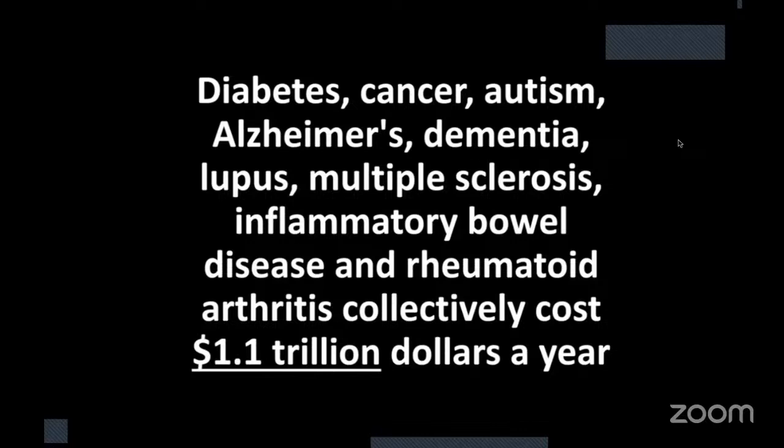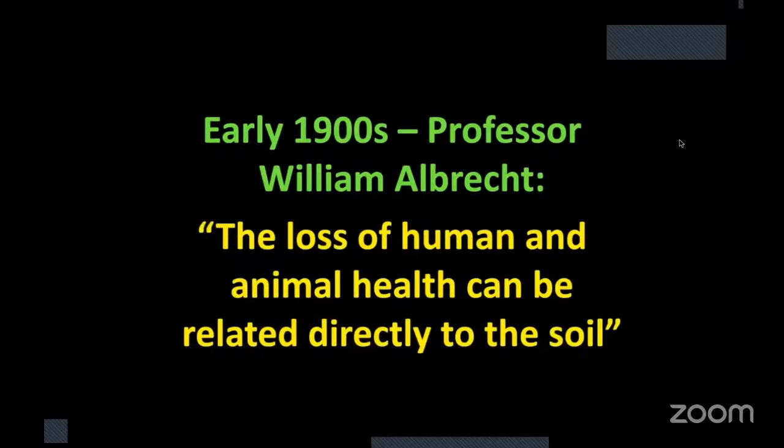Most of these, if not all of them, can be cured with fecal transplants, which indicates that it's something out of balance in the gut microbiome. They're not infectious diseases. They cost the United States $1.1 trillion a year, but that's just looking at it from an economic perspective. They cost a huge amount in heartache and grieving and emotional upsets within families, especially when these diseases occur in children. So in the early 1900s, Professor William Albrecht said that the loss of human and animal health can be related directly to the soil. That was over 100 years ago. The situation has deteriorated even further in the ensuing 100 years.